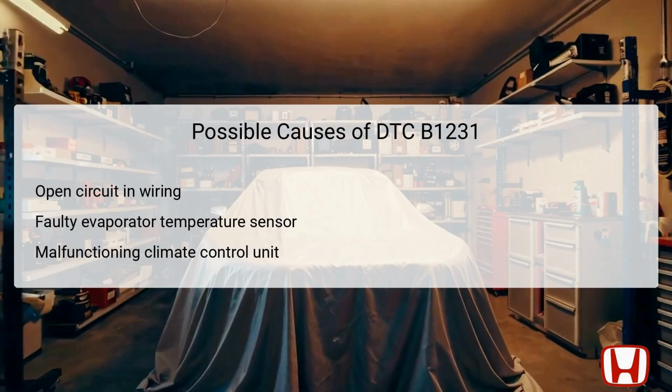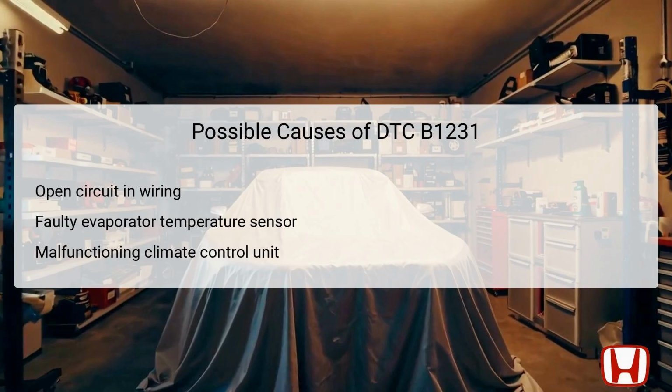The causes of DTC B1231 can vary, commonly stemming from an open circuit in the wiring connected to the evaporator temperature sensor. This type of failure can occur if wires become damaged, corroded, or disconnected, preventing the accurate relay of temperature data. Additionally, the evaporator temperature sensor itself may be faulty, leading to incorrect temperature readings or sporadic sensor failure.